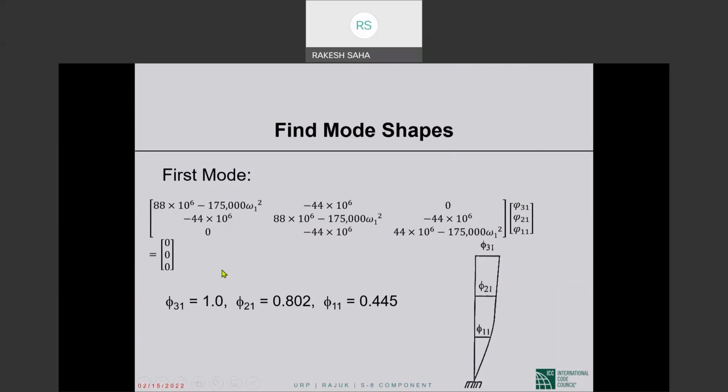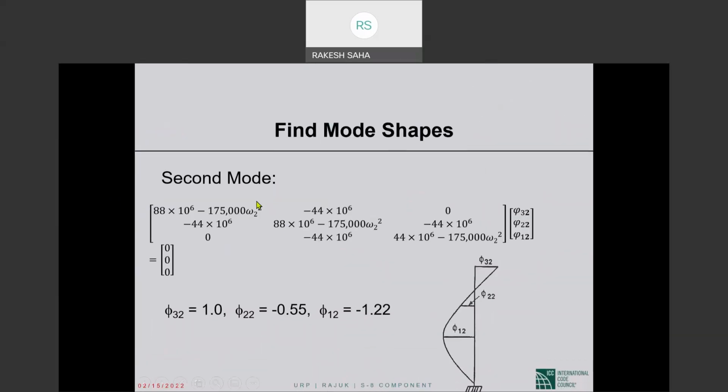And by solving this set of equations, the right-hand side is a null vector. We can figure out phi 31, 21 and 11. Phi 31 is 1, 21 is 802, 11 is 445. So those three numbers define the first mode shape. Okay.